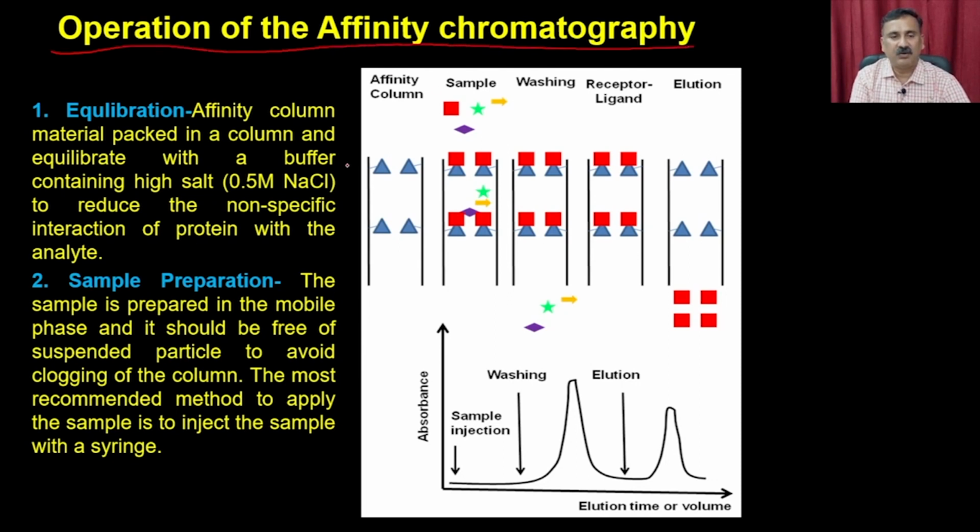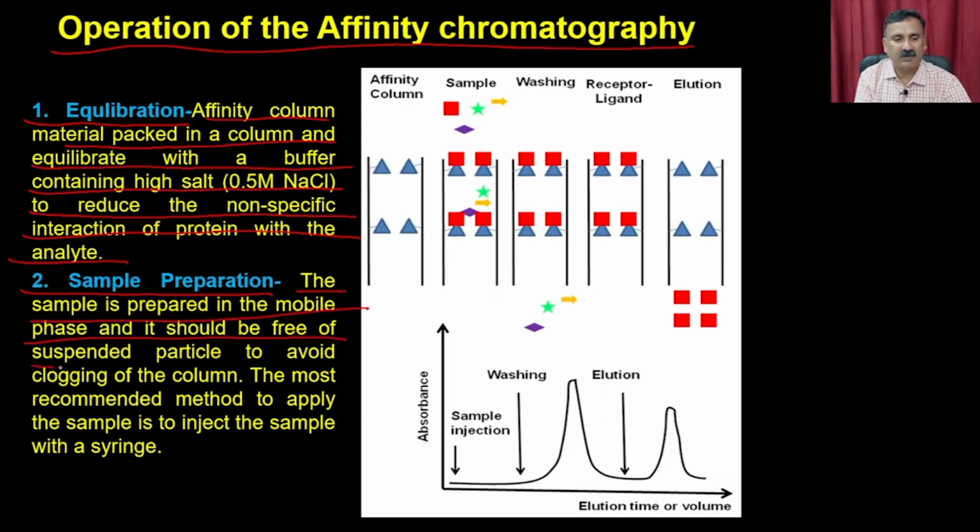So in affinity chromatography, what you have is the equilibration. The affinity chromatography material is packed and equilibrated with a buffer containing high salt to reduce the non-specific interaction of the protein with the analyte. Then you have the sample preparation. The sample is prepared in the mobile phase, and it should be free of suspended particles to prevent clogging of the column, and so on. And then you inject the sample with a syringe.